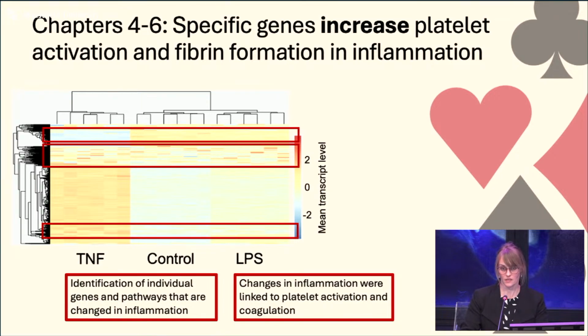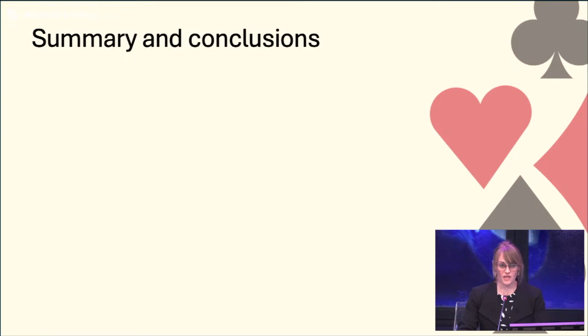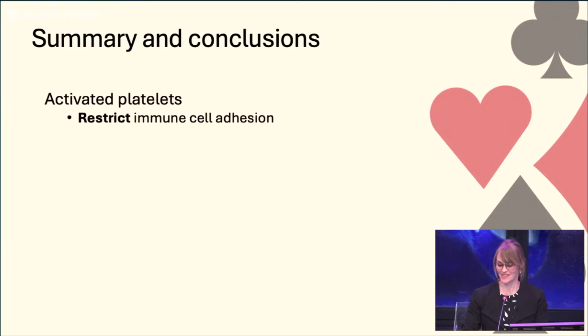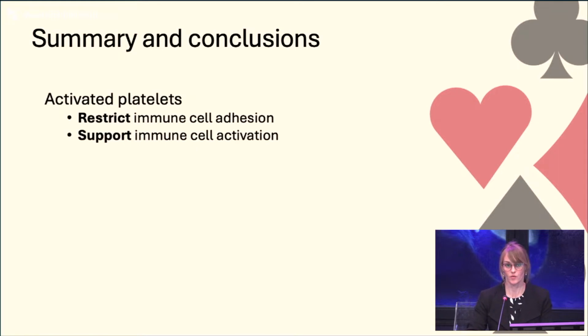This means that in inflammation, endothelial cells are less able to prevent blood clot formation, contributing to an increased thrombosis risk in inflammatory diseases. With this, I would like to summarize my findings. I hope I could show you that activated platelets, on one hand, restrict immune cell adhesion through the adhesive receptors, and on the other hand, support immune cell activation through the release of their granules in our microfluidic model.